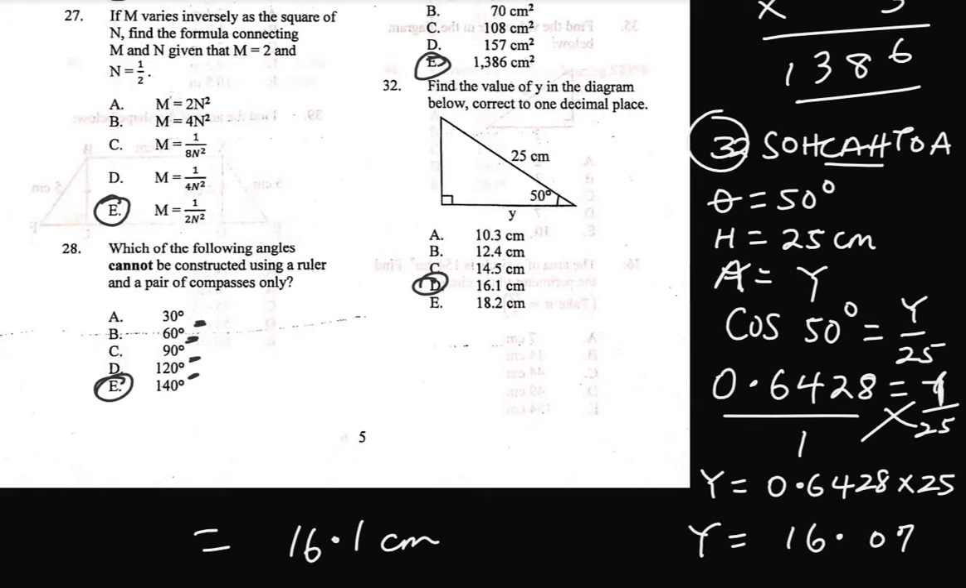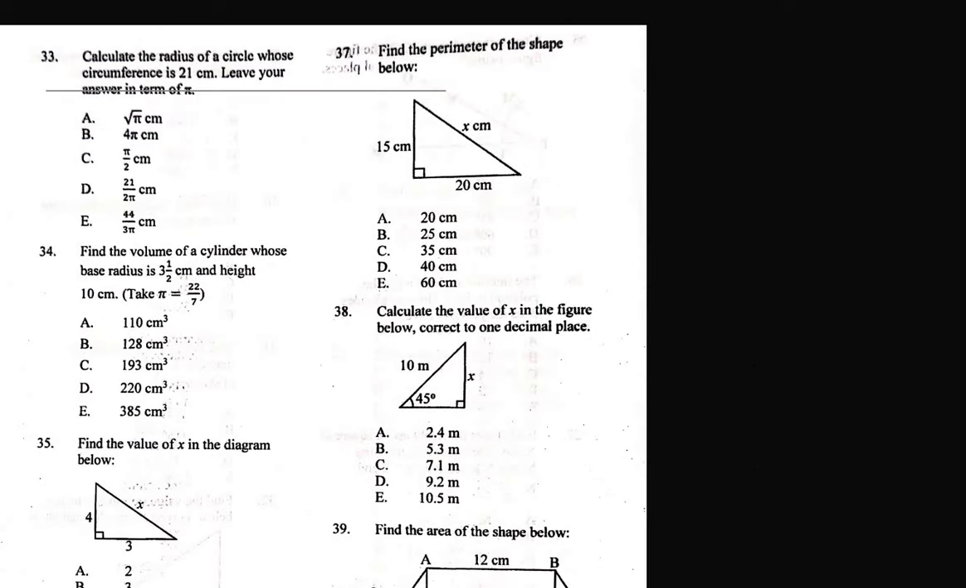So let's go over to question 33. Alright, question 33 says, calculate the radius of a circle whose circumference is 21 centimeters. Leave your answer in terms of pi.